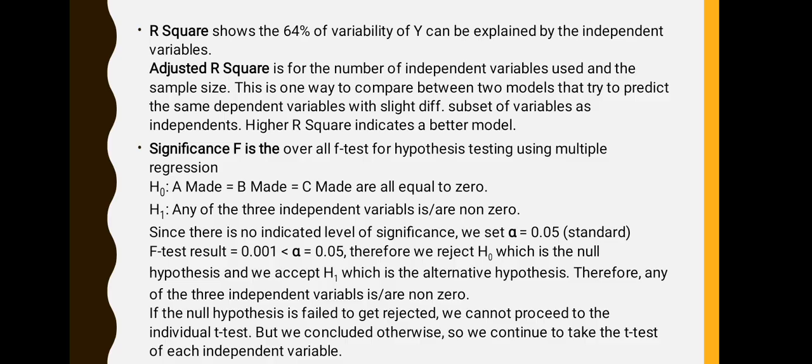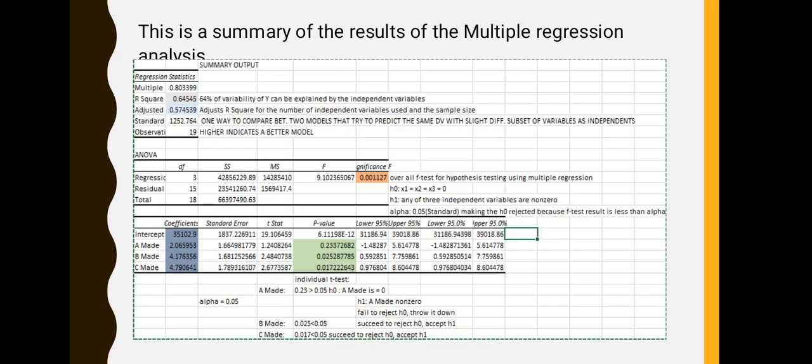one or two or three of these, A made, B made, or C made, are non-zero. They have a specific amount of number. If the null hypothesis fails to get rejected, we cannot proceed to the individual t-test, but we conclude otherwise, so we continue to take the t-test of each independent variable.